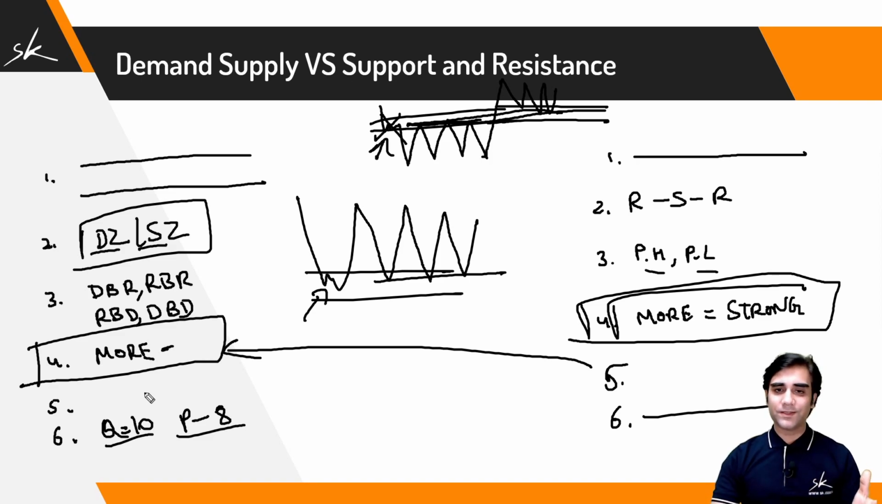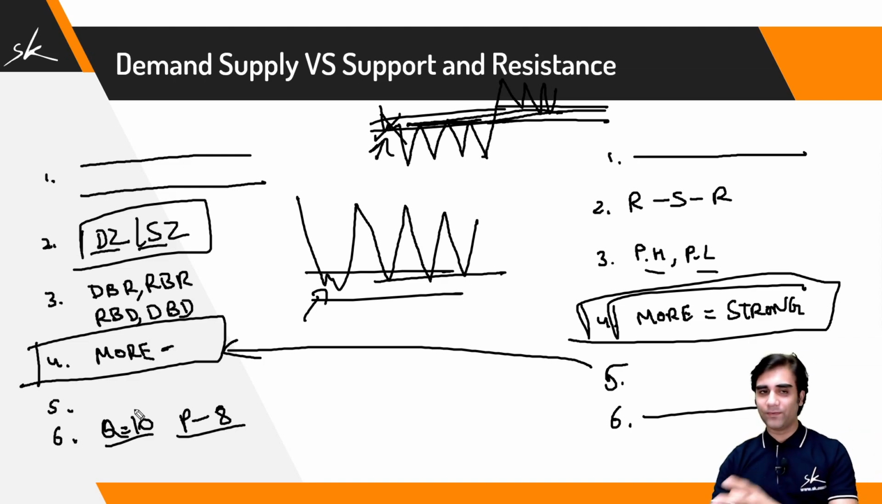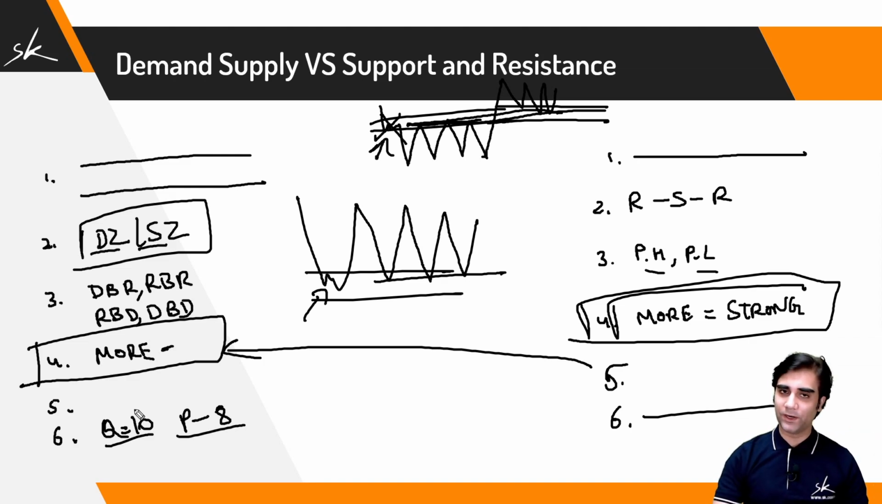So these are the 6 differences which I can probably recall. I don't think there is any other difference. I guess this would have been probably the last difference. So there are 6 main differences between support and resistance which we talked about today, which makes support and resistance a completely different concept and demand and supply a completely different concept.